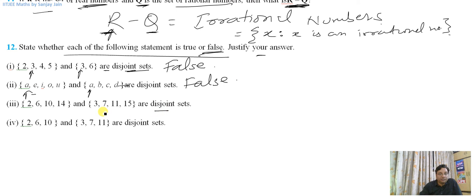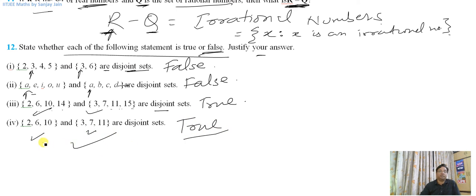These are disjoint or not? 2, 6, 10, 14. 2, 6, 10, 14 are not there, so it is a true statement because there is nothing in common. 2, 6, 10, 3, 7, 11. So yes, it is also a true statement because there is nothing in common between these two sets. Okay, so this was about this exercise. Thank you.